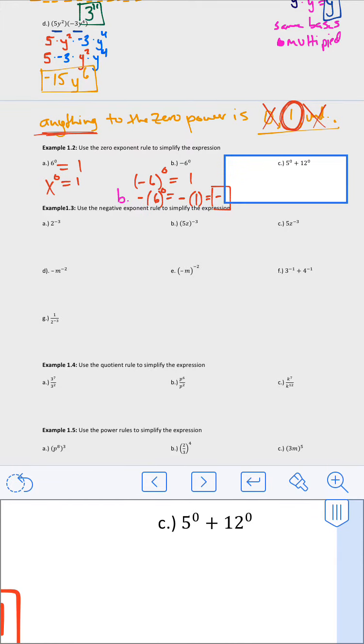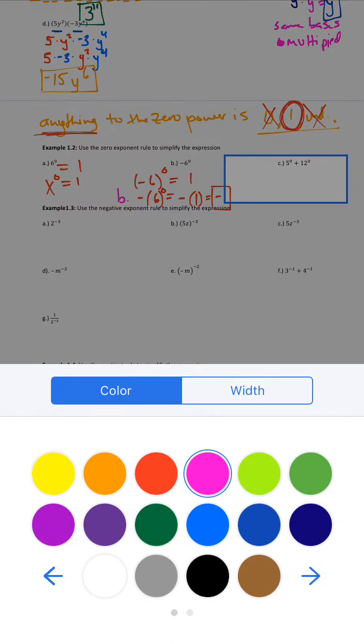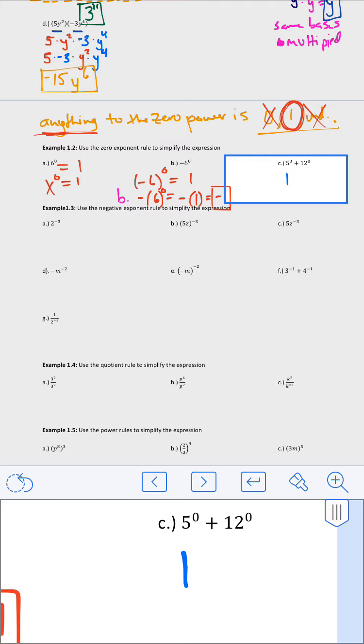Let's take a look at one more. We've got 5 to the 0 plus 12 to the 0. This one is a little two-step problem here. Let's tackle it one at a time. What's 5 to the 0, class? That's right, it's 1. What's 12 to the 0? That's right, it's also 1. So if we add those together, we get 2, right?